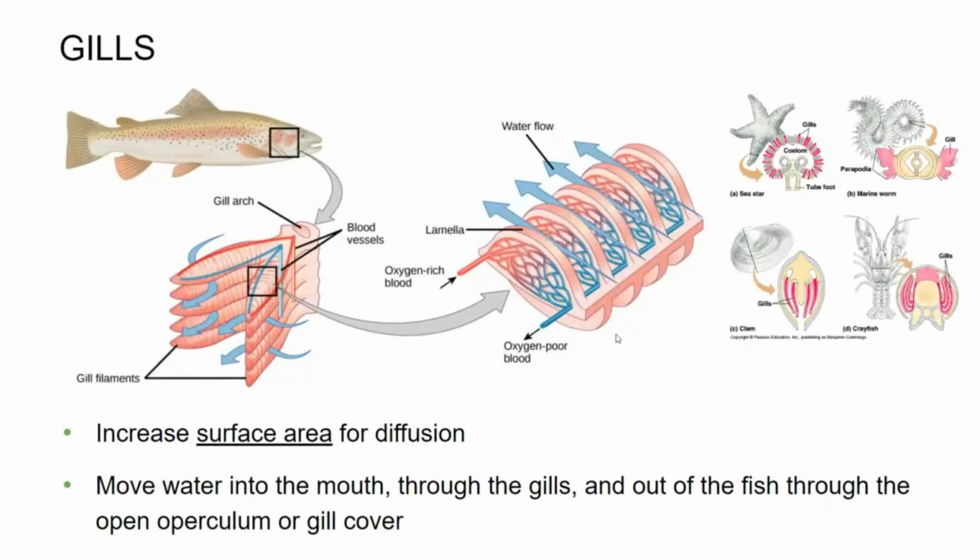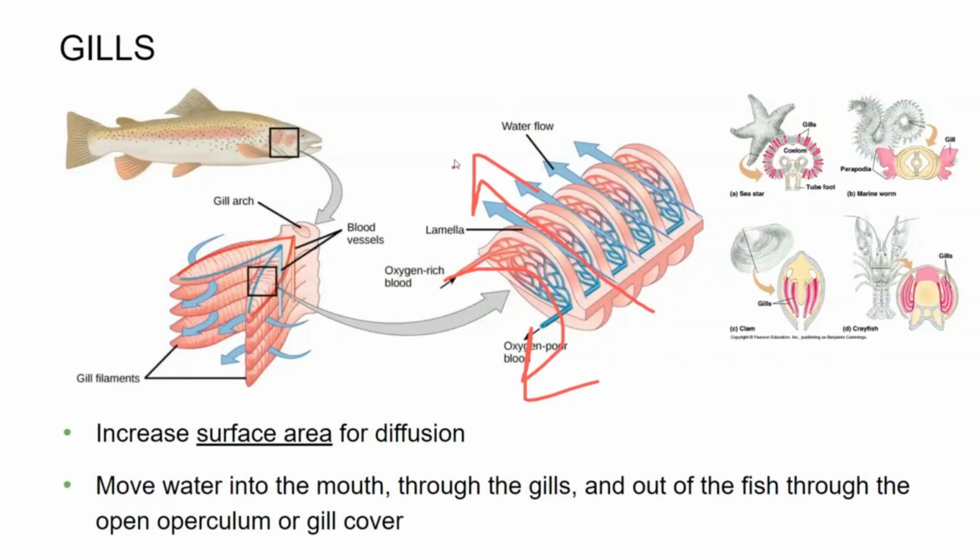Gills are great because we're going to be utilizing that counter current flow. Also, we have buoyancy, which means we can have tons and tons of surface area on these gills and not worry about them collapsing. The buoyancy of the water will keep them lifted, and water will be able to readily flow through these gills. The water is going to flow in the opposite direction as the blood.